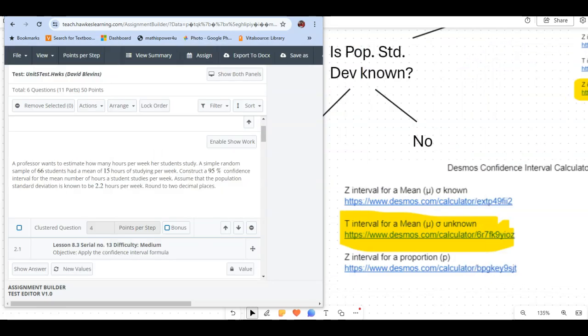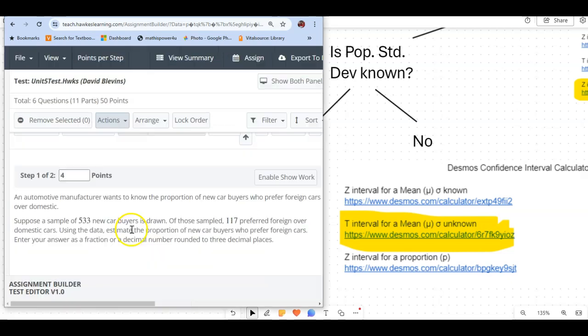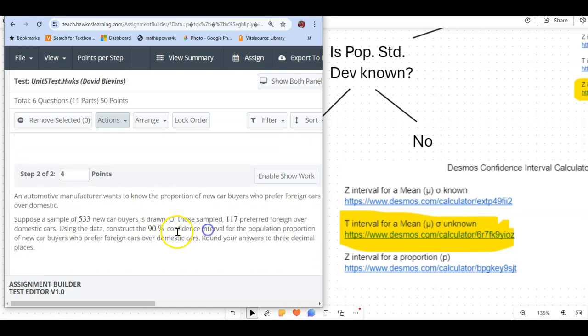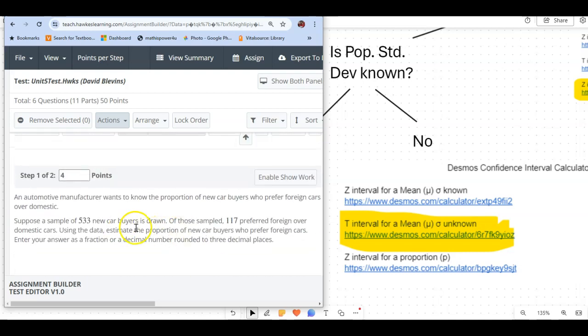All right, let's look at another example. This one says an automotive manufacturer wants to know the proportion of new car buyers who prefer foreign over domestic. So there's the sample. Of the sample, this many preferred foreign over domestic. Using the data to estimate the proportion who prefer foreign cars. So I'm estimating a proportion. It does not say necessarily to do a confidence interval, but it does right there in the next part. The fact that this one says estimate the proportion leads me to believe that I'm going to do a confidence interval.